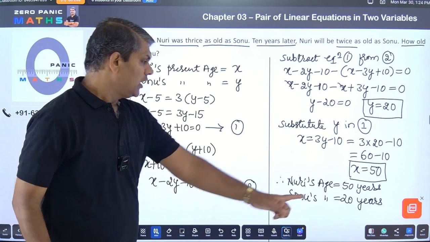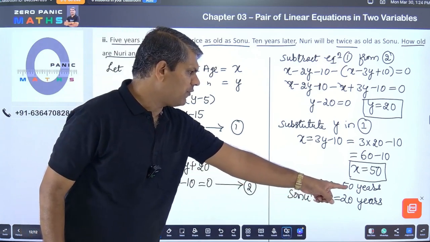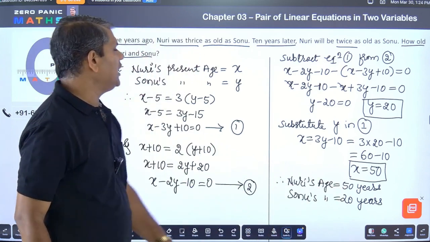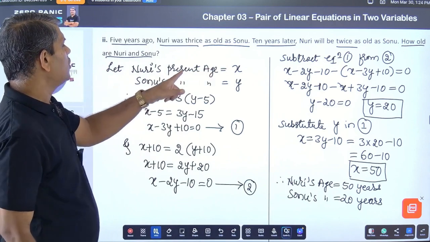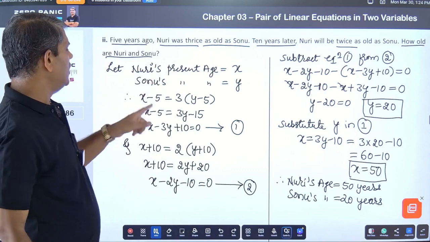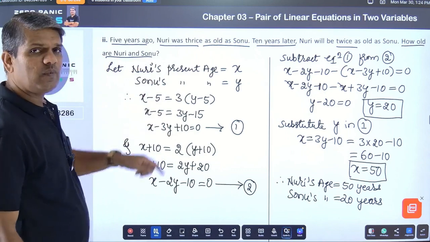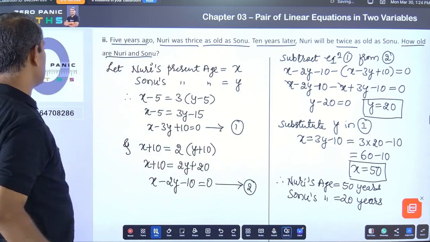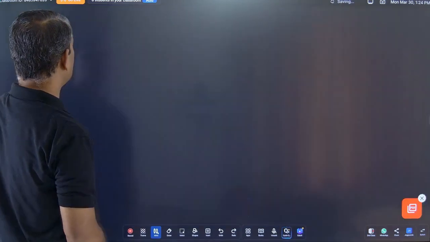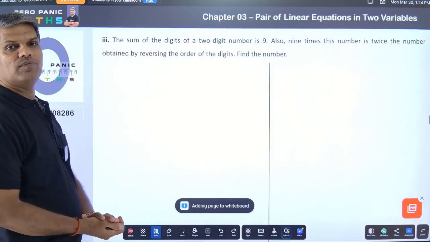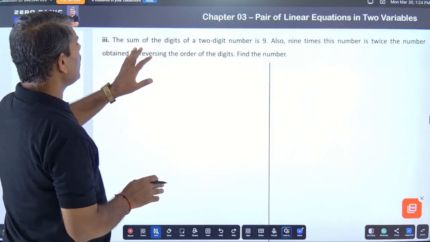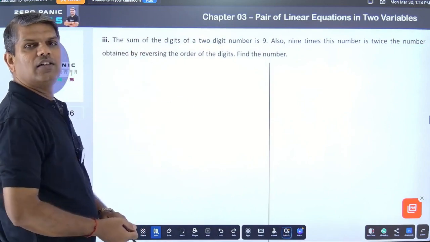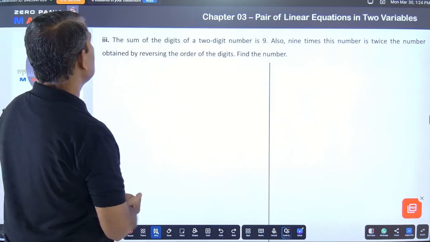So if you want, you can even verify whether 50 and 20 as the present ages of Noori and Sonu will satisfy these two conditions or not. This 5 years ago and 10 years after, you can verify that yourself. Okay, let us quickly move to the third problem. Again, the third problem also we have seen a similar kind of problem in the previous sessions.